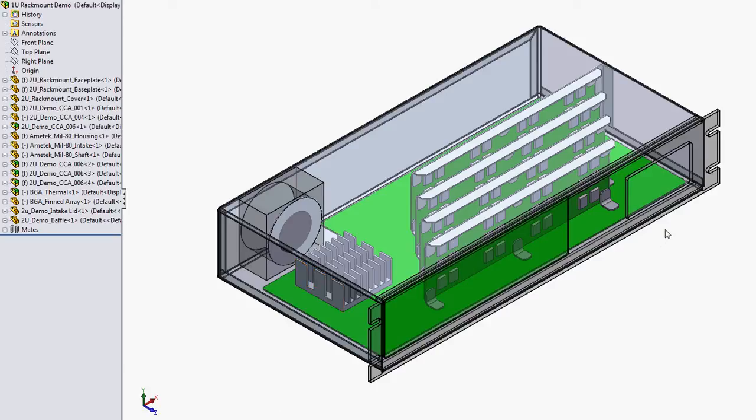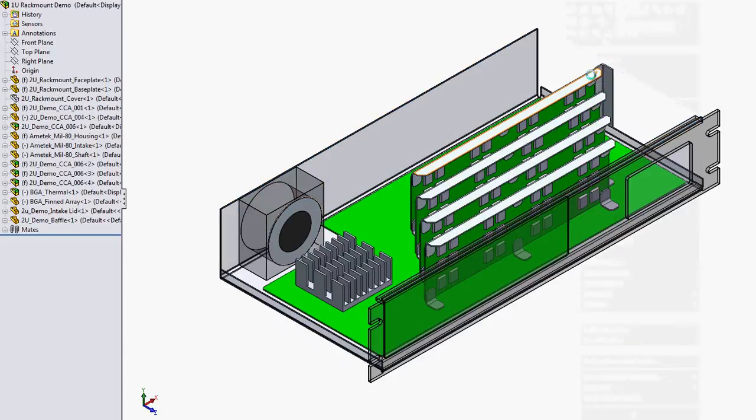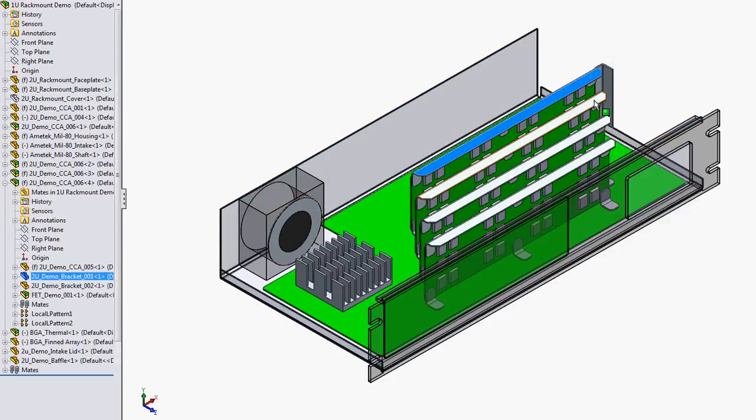basically what we do is pull the air in up front through an intake, and then the air is exhausted out the back by this fan. So let's take a look. Okay. I'm gonna hide a few things here for clarity.